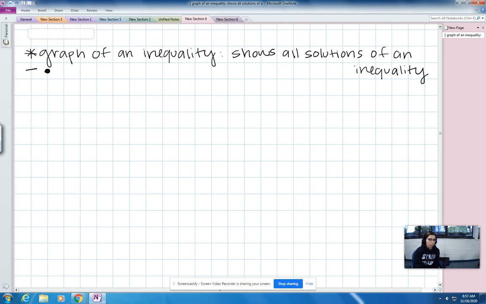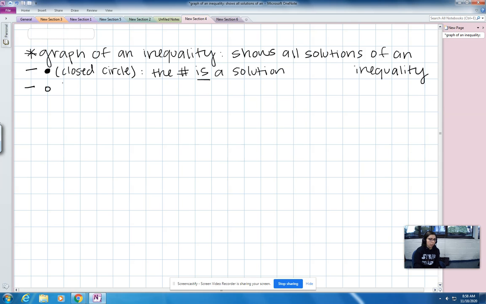If we use a dot, we call this actually a closed circle. It means the number is a solution. So what I mean by that is if we put a closed circle on a number, we are saying, yes, this number would make our inequality true.